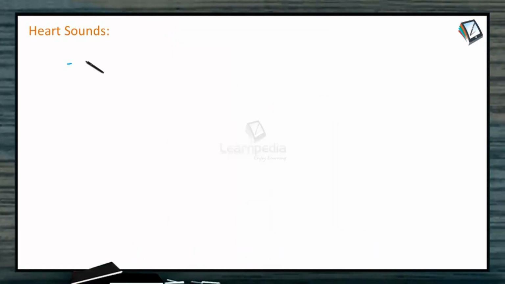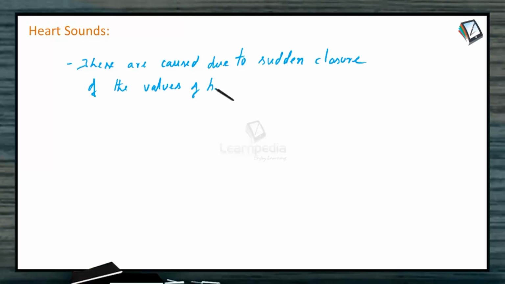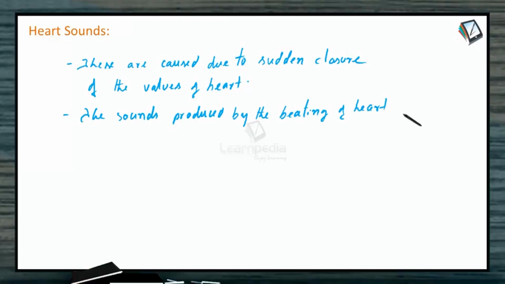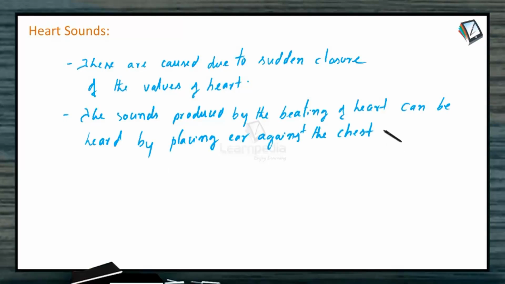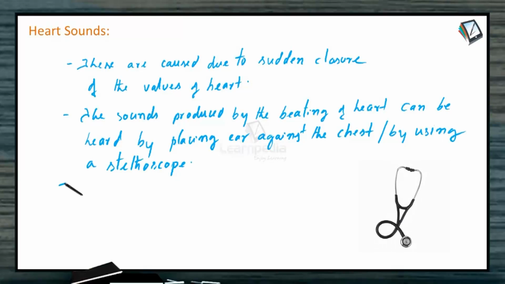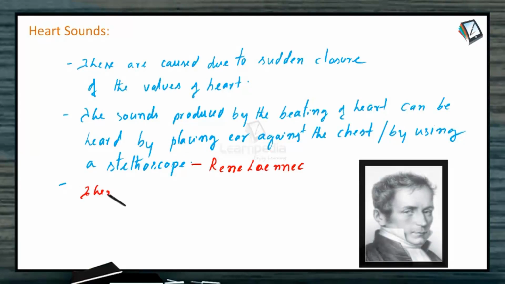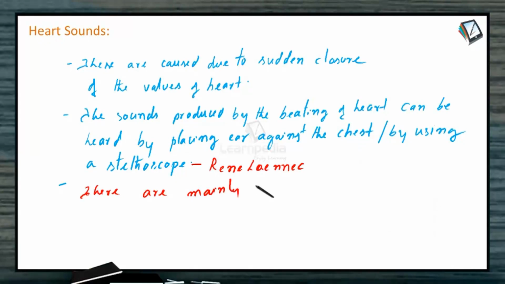Heart sounds. These are caused due to sudden closure of the valves of the heart. The sounds produced by the beating of the heart can be heard by placing the ear against the chest or by using a stethoscope. The stethoscope was invented by René Laennec. There are mainly two sounds in a normal adult.